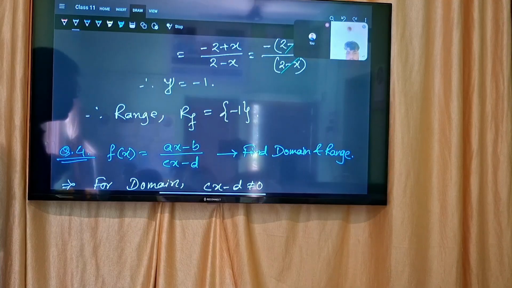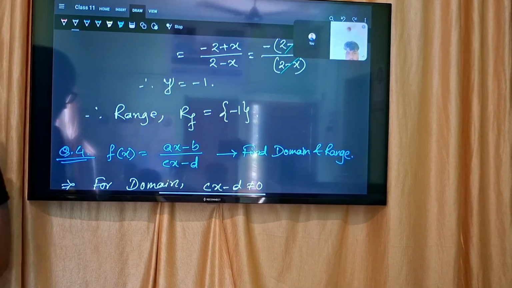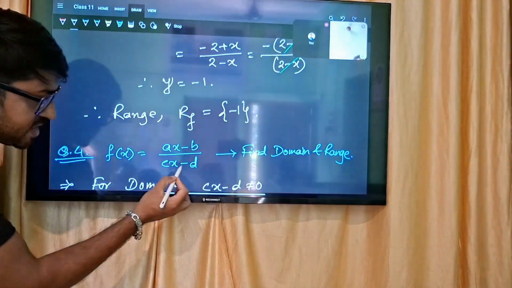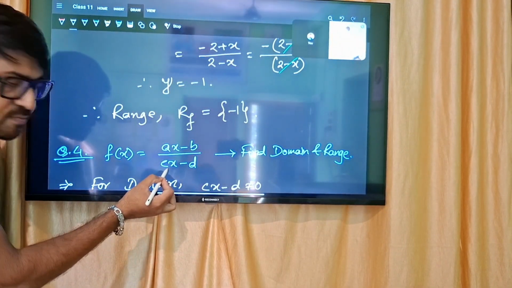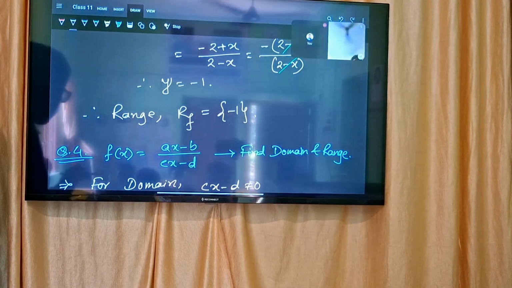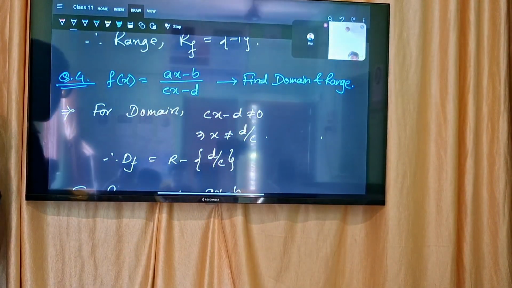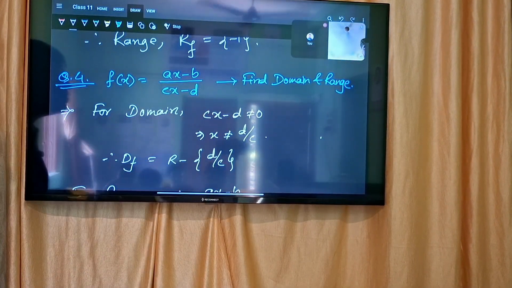এটার জন্য ডোমেন রেঞ্জ নাম্বার 4। cx minus d not equal to 0, এই cx minus d যদি not equal to 0 হয়, then x not equal to d by c, তো domain will be R minus {d by c}, চলবে। But range, how will you find the range?